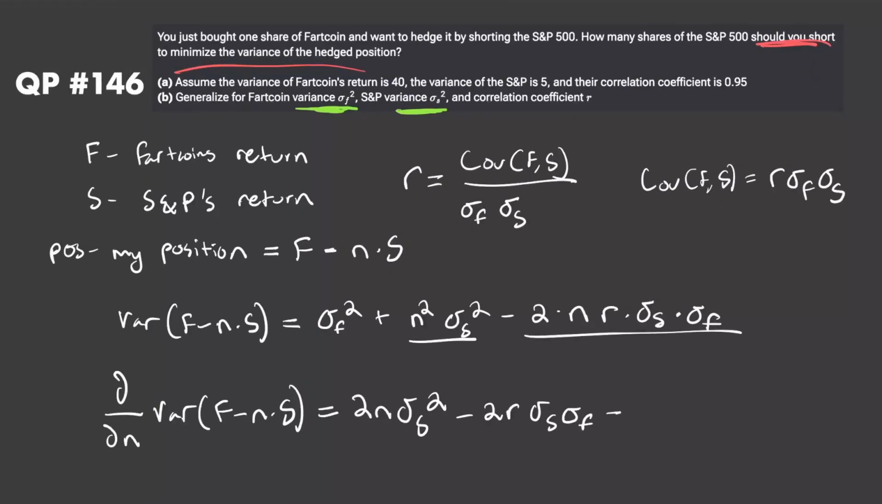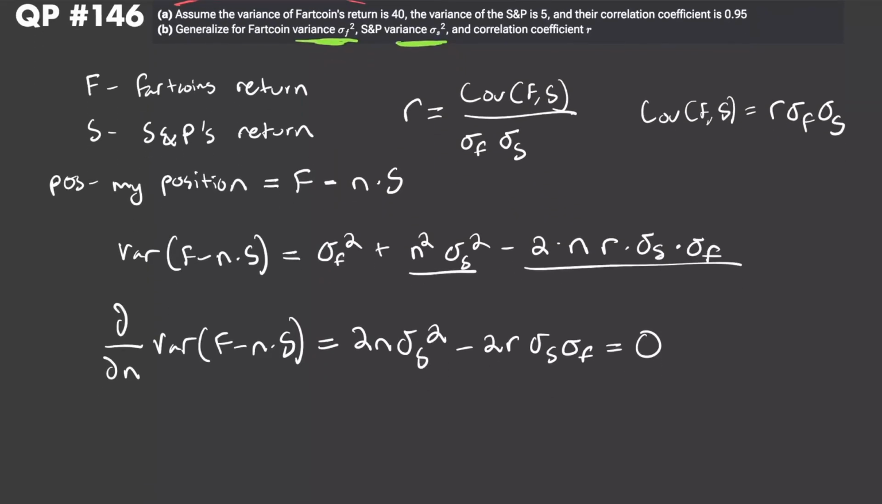So now I set this equal to 0 to find the extreme points, and then when I do that, I'm going to get 2n sigma S squared. I can add this one to the other side, is equal to 2r sigma S sigma F. Now I can cancel a 2 from each side. I can cancel a sigma S from each side. So I'm going to have n times sigma S is equal to r times sigma F. So now when I solve for n, I get n equals r times sigma F divided by sigma S.